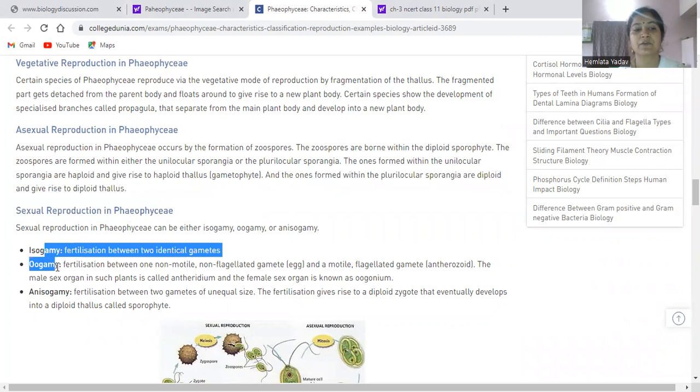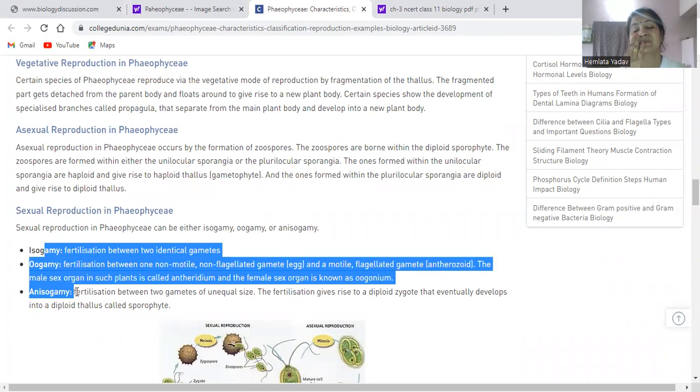Sexual reproduction in Phaeophyceae can be isogamy. Iso means same, like where we study isomers in chemistry. Those are chemical compounds having the same molecular formula, but different structural formulas, so they are isomeric compounds. Like we can make 2 or 3 isomers of butane. And such is the case with isogamy.